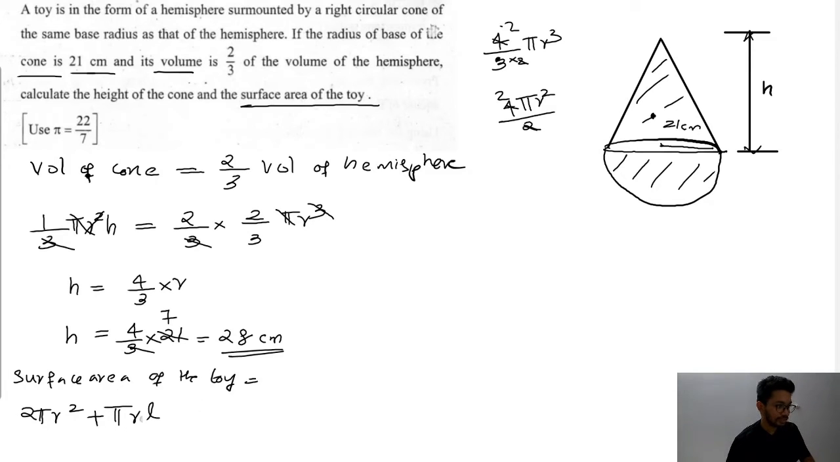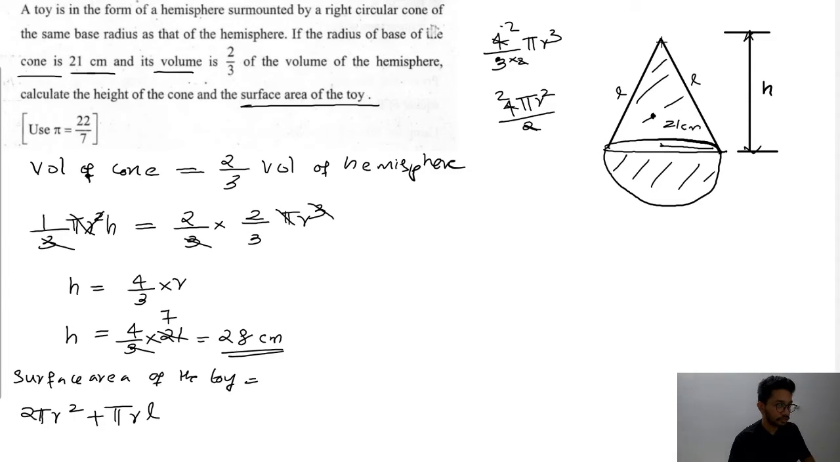So what is L? L is the slanting height. This is the slanting height. We don't know the slanting height, that's an unknown value. So to calculate the slanting height, we can use the Pythagoras theorem over here.